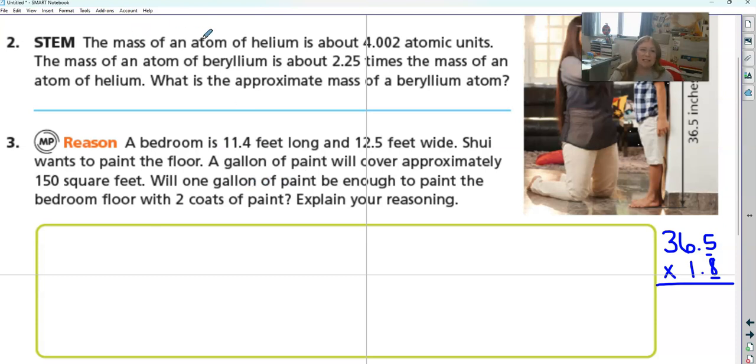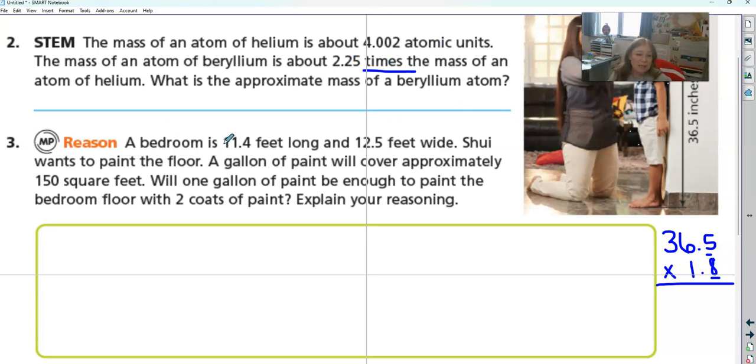Hey, number 2, the mass of an atom of helium is about 4.002 atomic units. The mass of an atom of beryllium is about 2.25 times the mass of an atom of helium. What is the approximate mass of a beryllium atom? Right? It's 2.25 times that. So I'm going to take 4.002 times 2.25. If I don't have to do that problem, that's probably one I would choose not to do. The numbers aren't hard, but it just has more of them than just timesing by 2. But you're welcome to do that one.